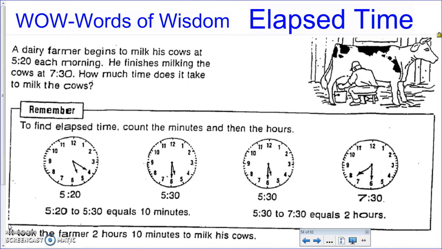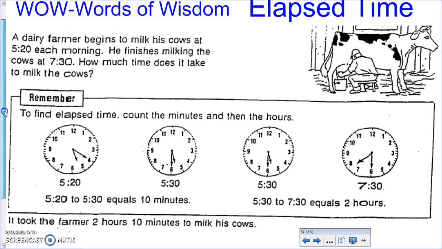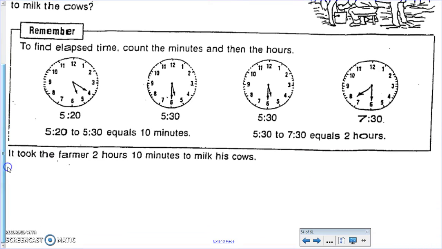Elapsed time. A dairy farmer begins to milk his cows at 5:20 each morning. He finishes milking the cows at 7:30 each morning. How much time does it take to milk the cows? Remember, to find elapsed time, count the minutes and then the hours.